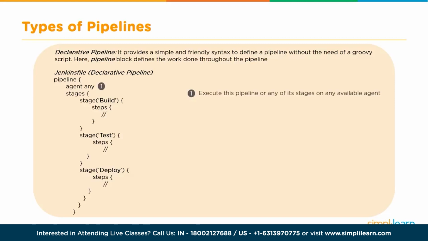All right, so declarative pipeline is something like this where you have an agent. You can specify the agent label, or if you say agent any, it will pick up whatever is an available agent and run the job. And then you have something called stages.